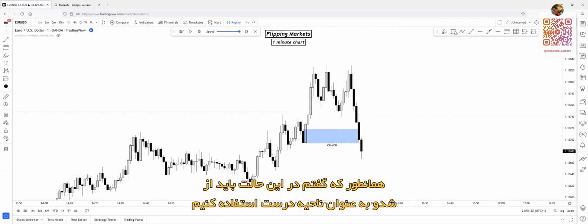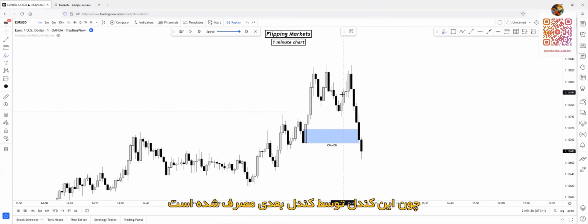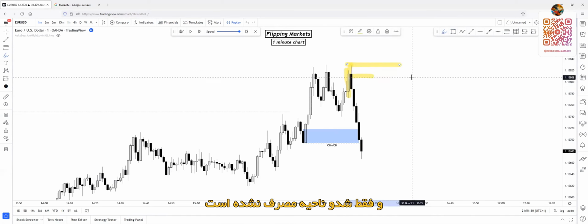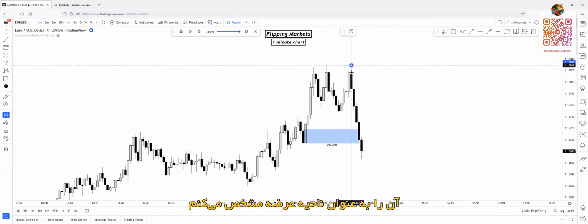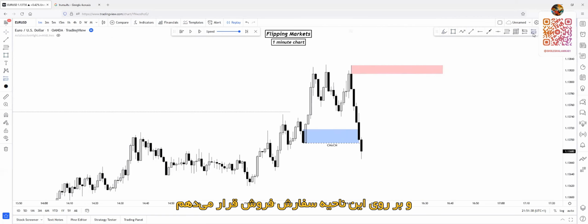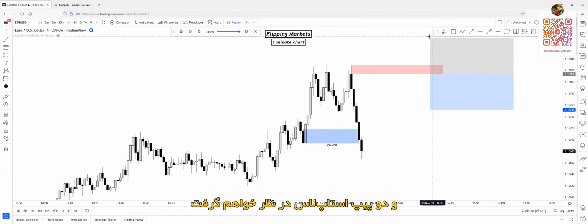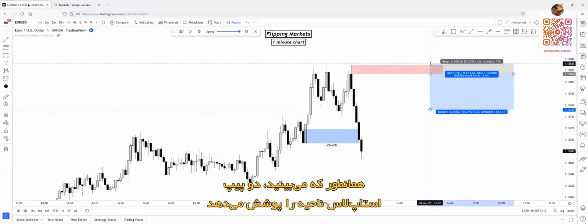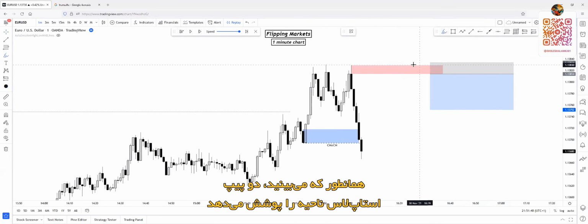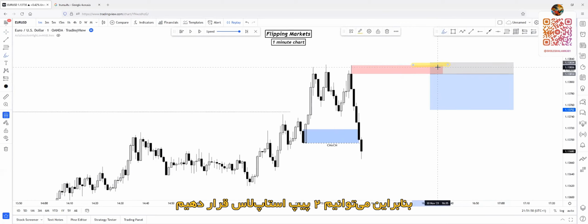So in this case, as I told you, we have to use the wick as our right zone, because this candle is mitigated by the following candle. So the wick is the only unmitigated area. Okay, so I will just mark it out as our supply zone. And I will set my order limit on this zone, a sell limit. And I will set a 2 pip stop loss. So as you can see, the 2 pip exactly covers the zone. So we can use the 2 pip stop loss.